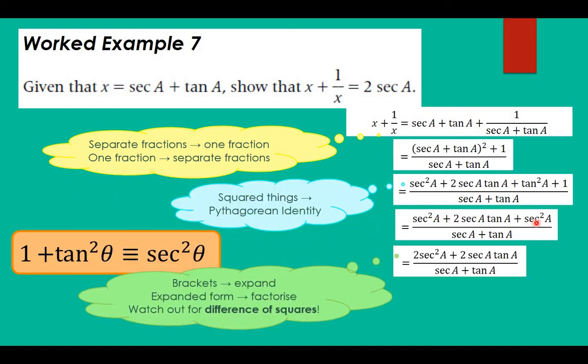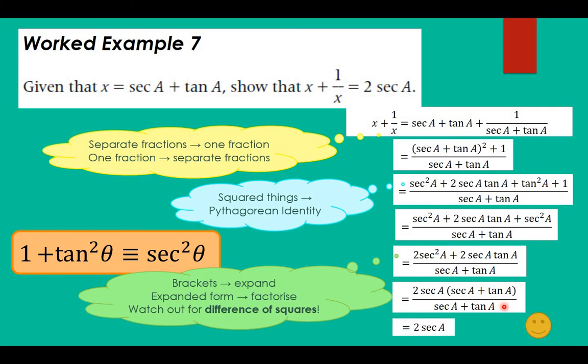Let's group them together. And now you can see there's a sec in every term at the top, so we could factorise that, which is super, because our numerator and denominator have got the same factor, sec a plus tan a. We can cancel that, and we get what we're aiming for, 2 sec a.